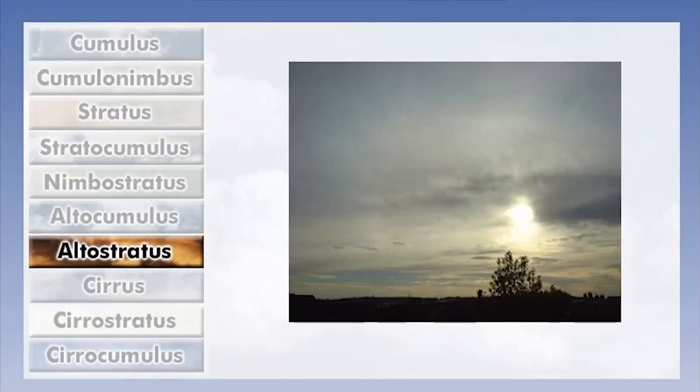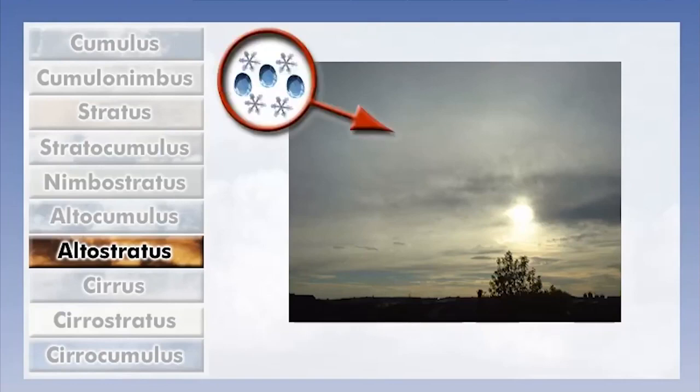Altostratus is a medium-level layered cloud comprised of ice crystals and water droplets. It can vary in thickness, but frequently gives a ground glass effect to the sun or moon and heralds the onset of rain or snow.